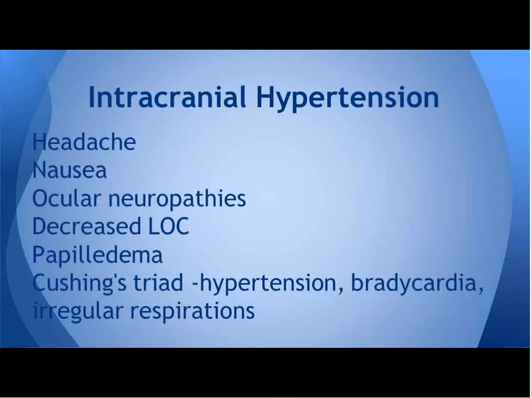So the symptoms of intracranial hypertension will progress: a bit of a headache, neck stiffness, nausea, then you'll get ocular neuropathies, decreased level of consciousness, then papilledema. And then when it reaches its critical point, the patient looks like they're about to cone or push brain tissue down the foramen magnum, then you start getting Cushing's triad, which is hypertension, bradycardia, and irregular respiration.